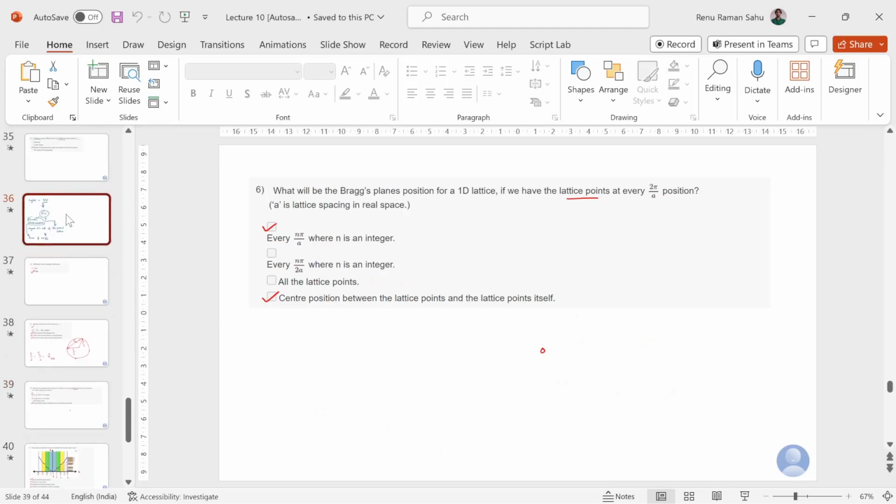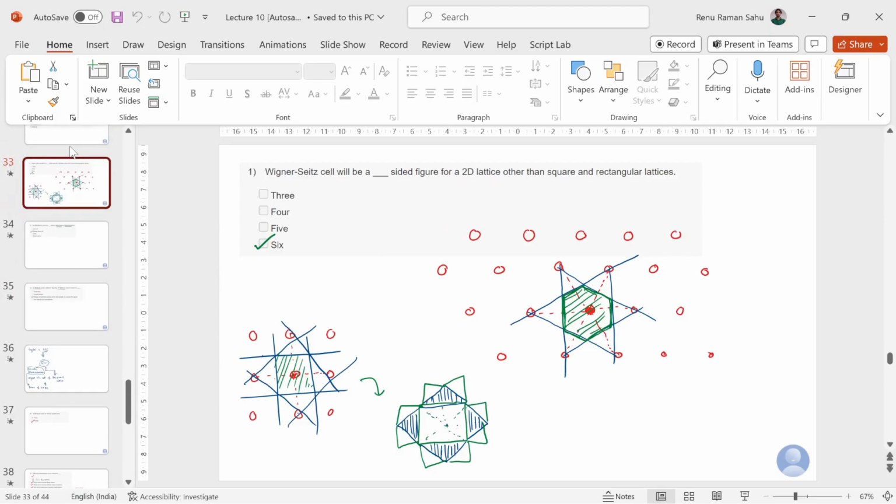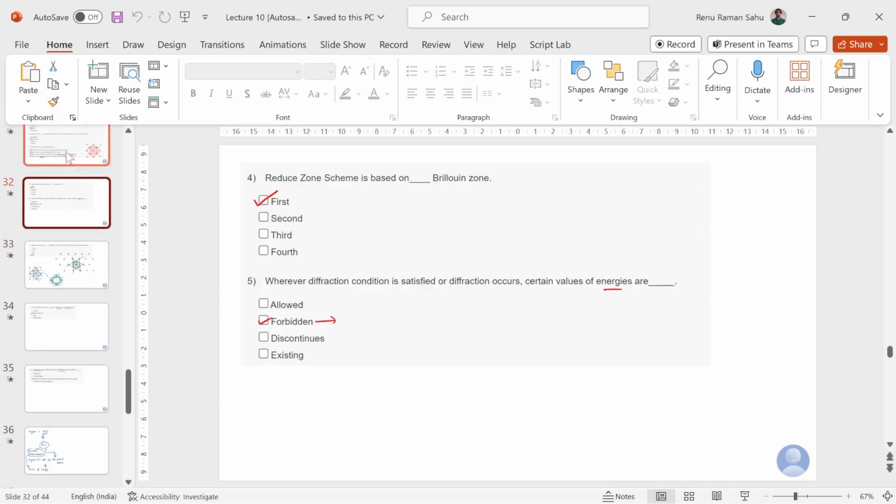Diffraction occurs and... Okay. This one. Yeah, this here. So we said only forbidden, right, Nasir? Yeah. Okay, so discontinuous is not possible.